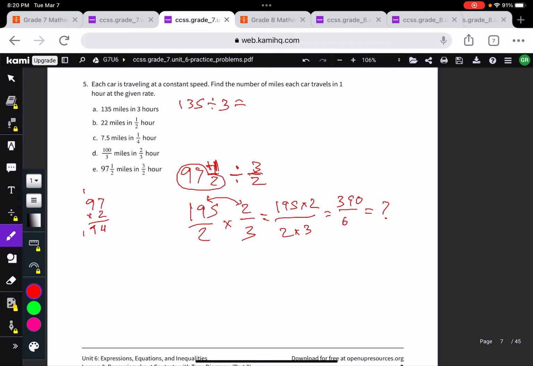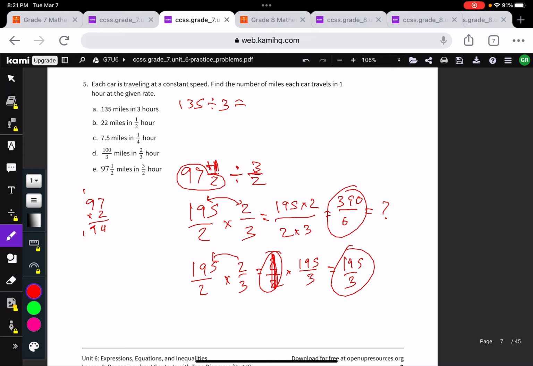There are shortcuts. Like on this last one, guys, when I did 195 over 2 times 2 over 3, if I switch this, because 195 times 2 is the same as 2 times 195. So if I switch those, I get the same answer. But notice I'm left with 2 over 2, which is just 1. And 1 times this is, so I'm left with just a slightly easier number to use than this.